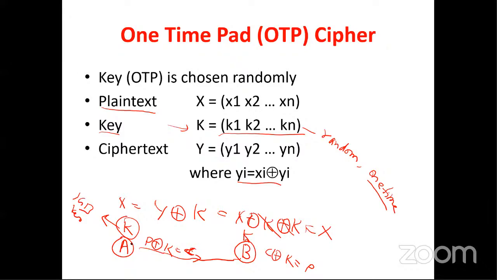Both A and B should have this key. So how to distribute this key is called the key distribution challenge. What is the key distribution challenge? It is how to distribute these kinds of random long keys to the parties A and B, because A can be in India and B can be in America. These two parties should have the same key, so how do you distribute this key prior to doing the encryption? That is a challenge. How it is handled, we will see.